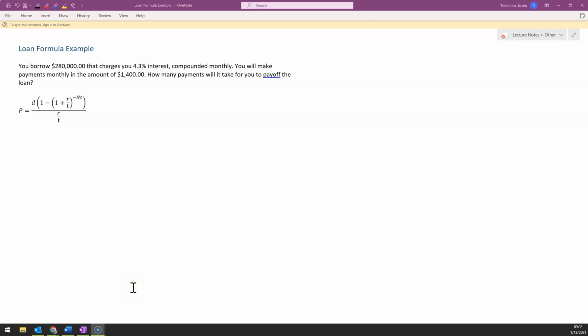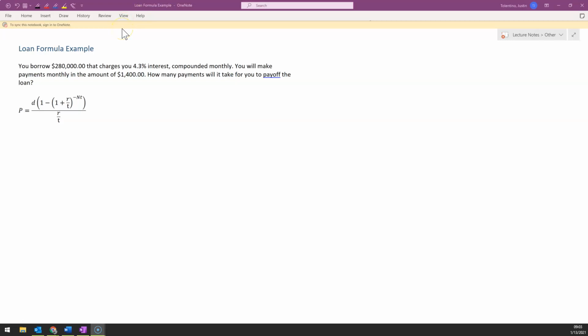So let's take a look at our loan formula, but this time we're going to be solving for one of the variables, time. And how can we go about doing that? Well, we're going to have to use the concept of logs. If you haven't reviewed the idea of logs or you're not sure what a logarithm is, I suggest looking at my review of logarithm concepts that I also posted.